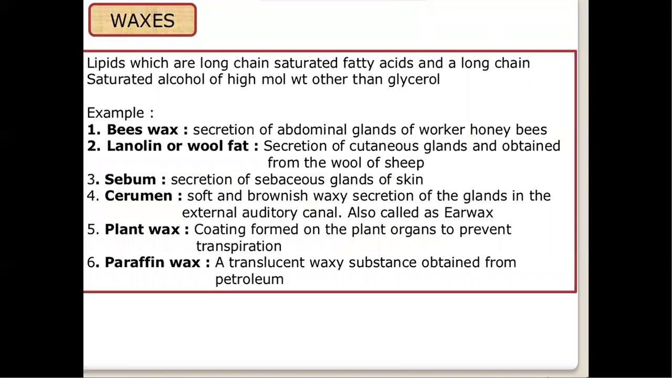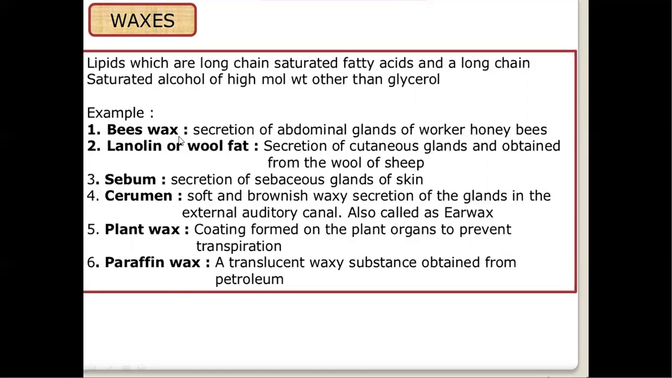The next one is waxes. As I told you already, waxes contain fatty acids along with long chain saturated alcohols. Examples: beeswax, wool fat, sebum, cerumen, plant wax, and paraffin wax.